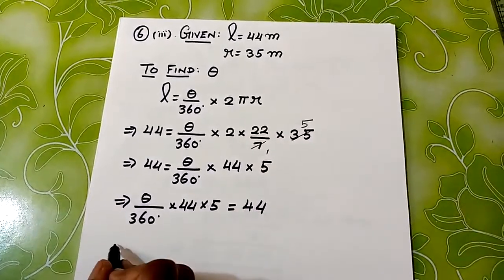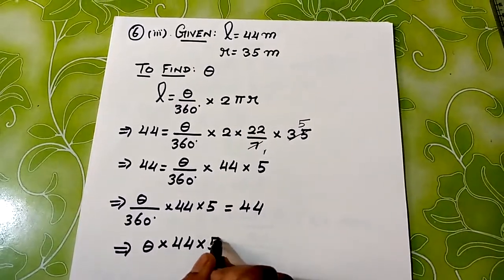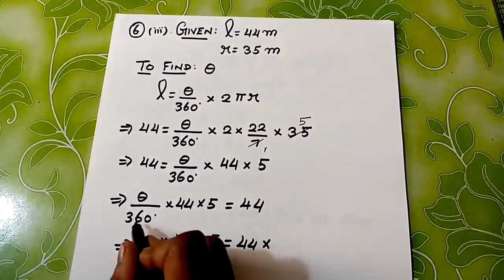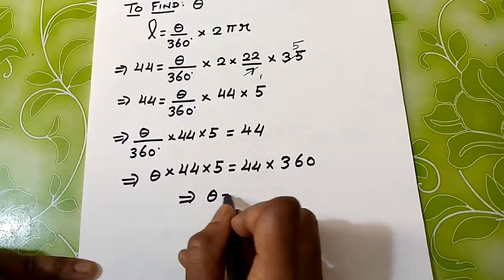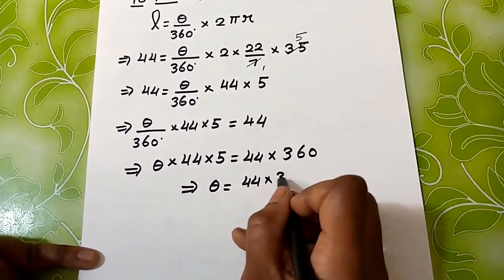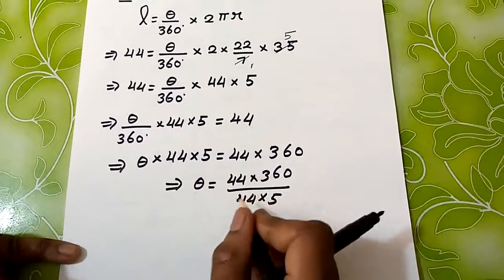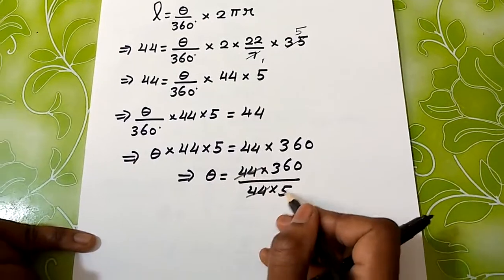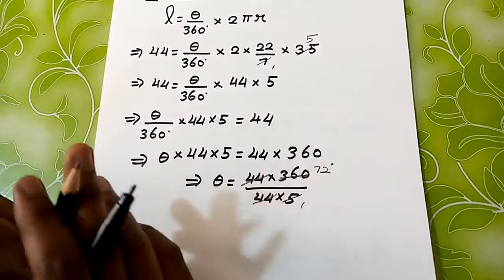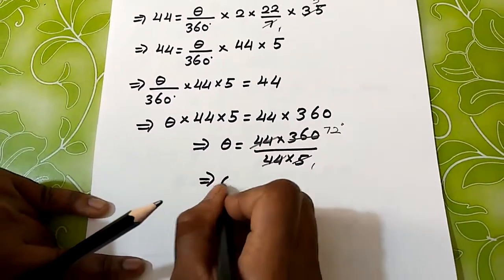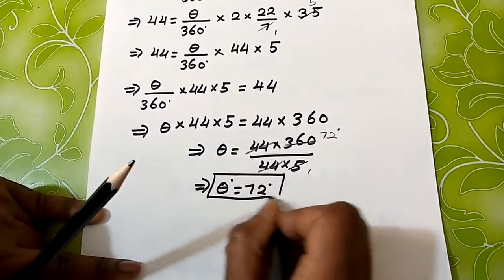Now I am going to cross multiply, or I am going to write like this, theta into 44 into 5 is equal to 44 into, I am cross multiplying the term, 360, which is nothing but theta is equal to 44 into 360 divided by 44 into 5. If you cancel 44 and 44, I can cancel the term. If you divide by 5 table, you will get the value as 72 degree. That is, since I am finding theta, I am using the degree symbol, that is 72 degree, and this is your final answer.